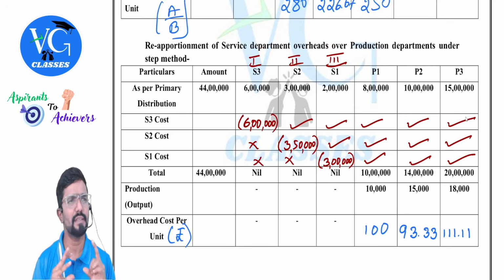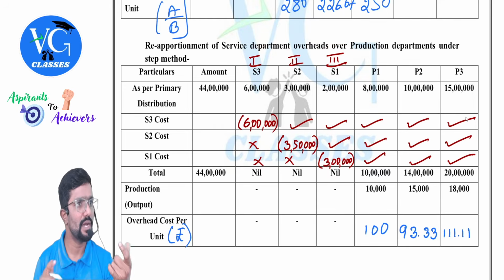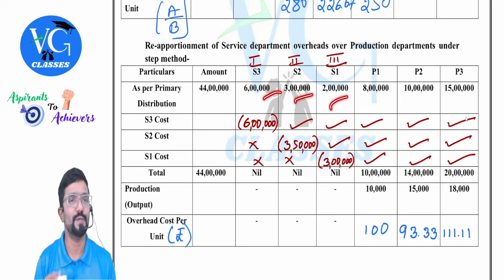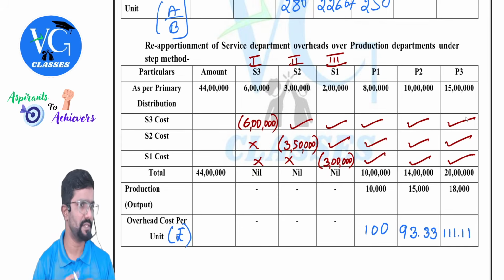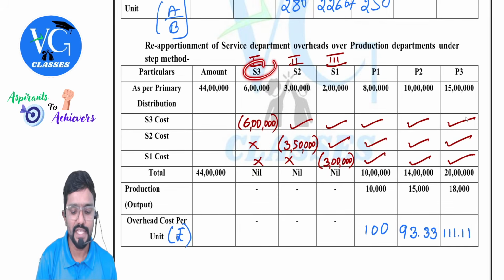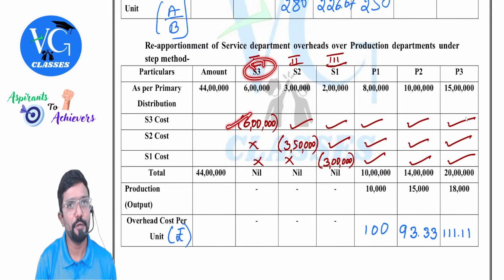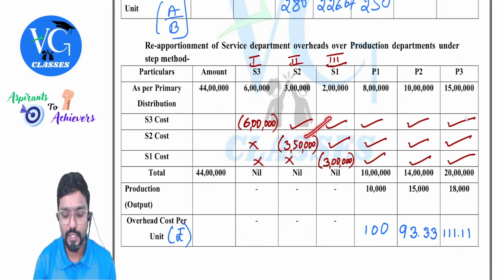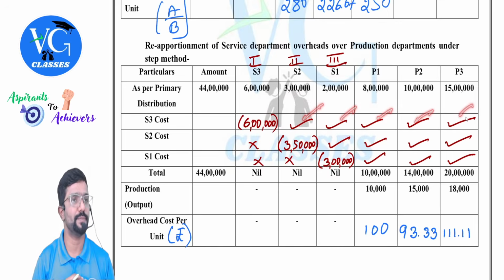Sir, how did you decide it? See, normally they will give it in the question, or else you decide it based on the amounts. S3's cost is highest, so I am considering that as providing the highest service. So what is the S3 cost, guys? 6 lakh. We need to reapportion to whom? S2. Okay, 6 lakh I will apportion to S2, S1, P1, P2, P3.